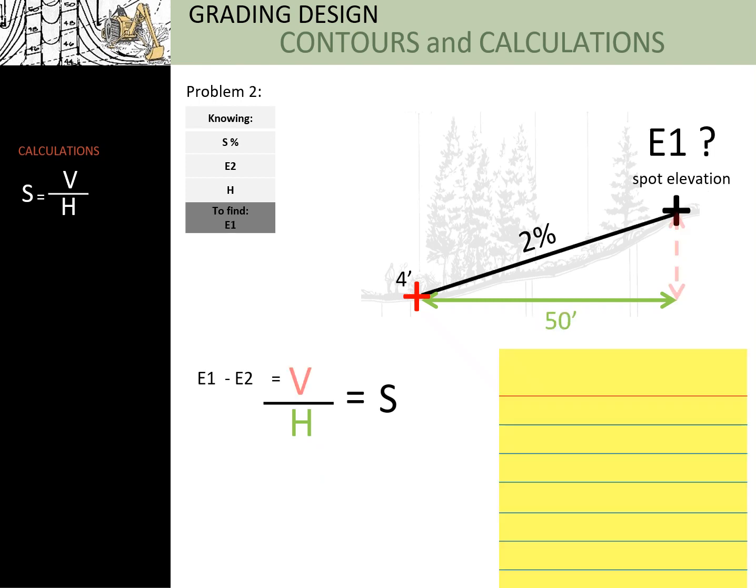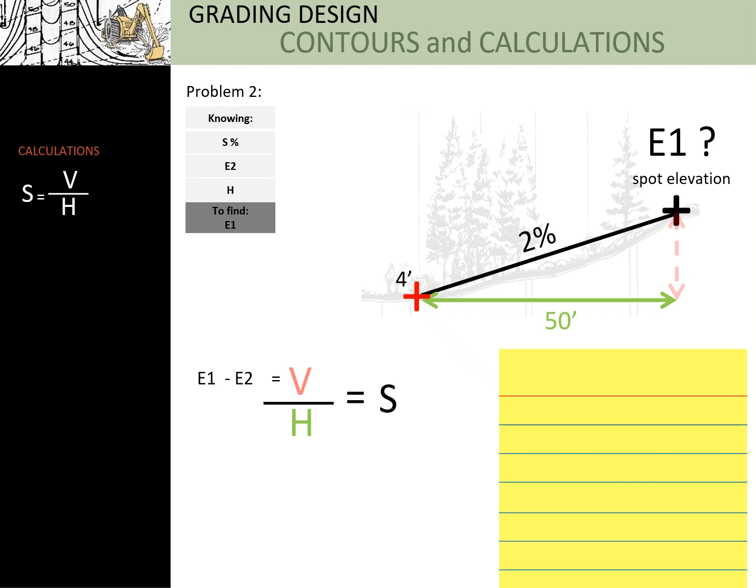Now let's look at another problem. In this case, you have one of the spot elevations, 4 feet at the bottom. You know the horizontal distance is 50 feet, and you're also given the slope in percentage, 2%. And this time, you need to find out the other spot elevation.